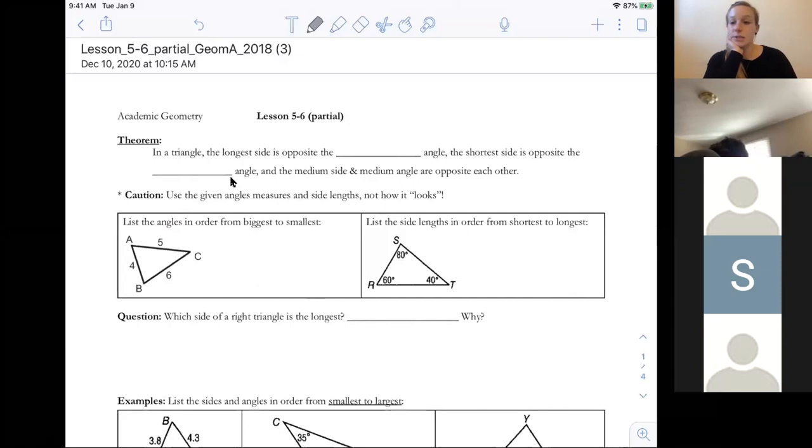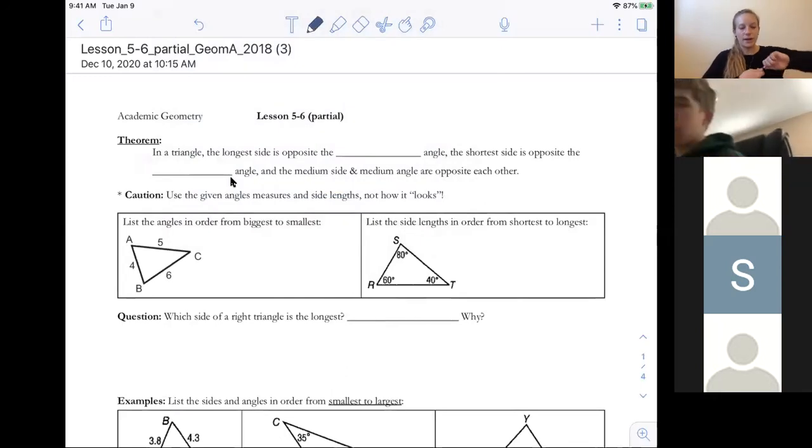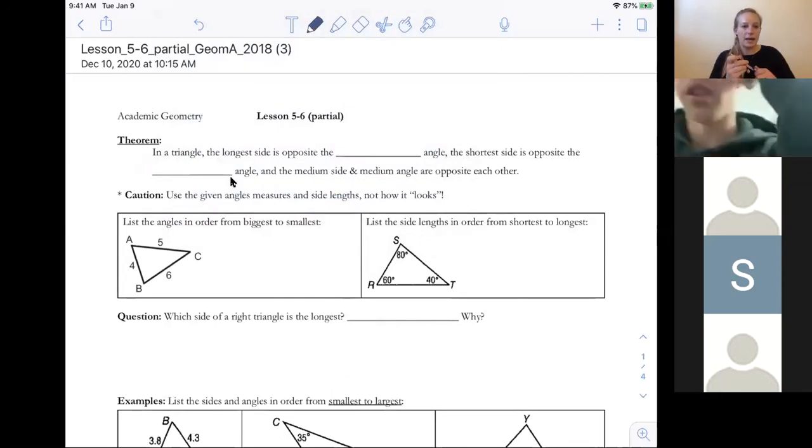We did the first day yesterday, or whenever the last time I saw your class, and we have one more lesson after this. So we're going to do 5-7 after this, a review, and then a quiz to wrap up the quarter. So today we're learning basically one theorem and just carrying that through with a couple different types of problems. So the theorem we're learning today is in a triangle, the longest side is opposite the largest angle.